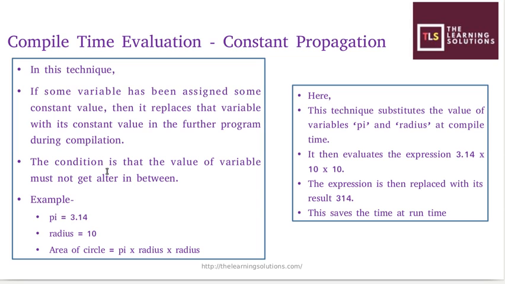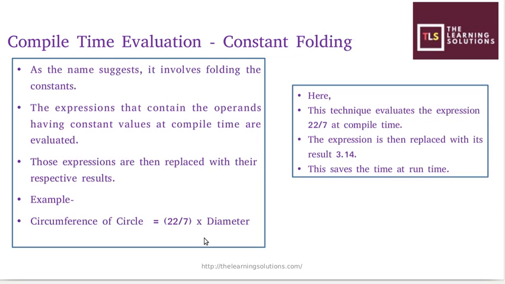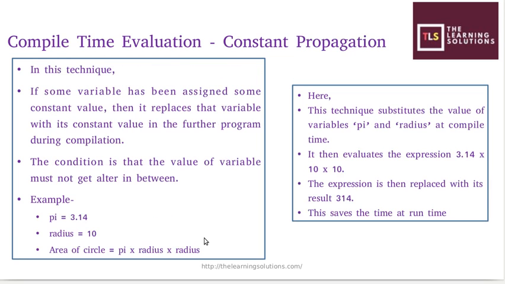So at compile time only, the multiplication in this formula, pi into 10 into 10, so 3.14 into 10 into 10, the value 314 will get computed and assigned to the variable area of circle at compile time only. This is the concept, and this will save time. At running of code, we will simply put the value of area of circle as 314 instead of getting into the computation of pi into radius and radius again. Okay, so two techniques are there, constant folding and constant propagation.